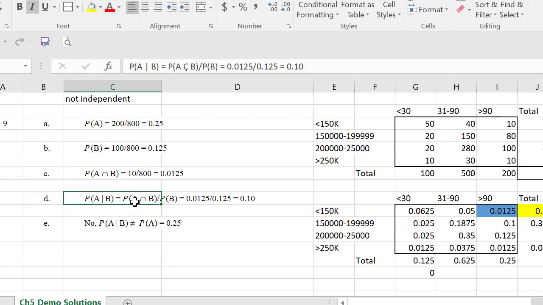That is the intersection of A and B divided by the probability of B. So here's the intersection in blue, and then here is the probability of B. When we divide that out, we get 10%.